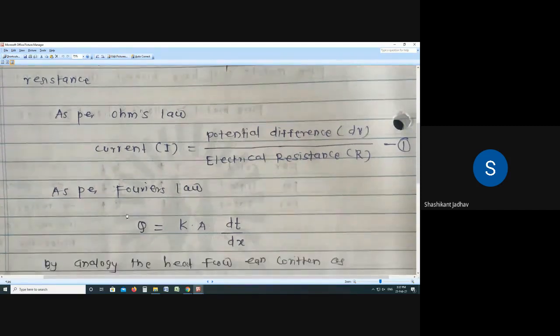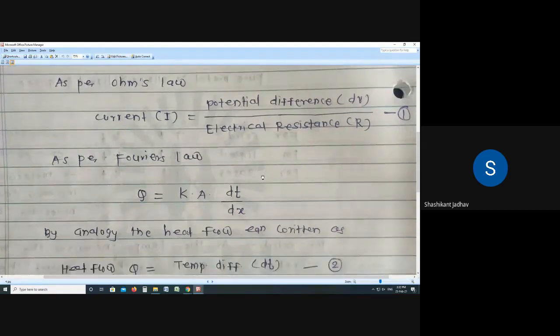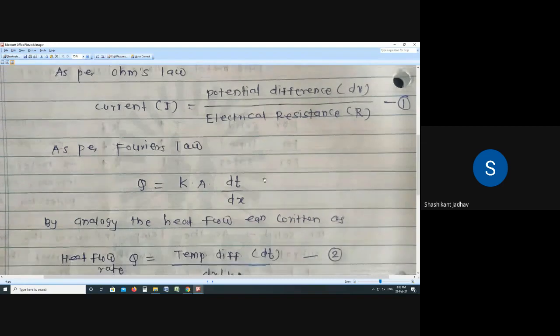ओके, सो ऍज पर फोरियर्स लॉ, write down next line. As per Fourier's law, Q is equal to, what is the equation of Fourier's law? Q is equal to K into A into dt by dx.